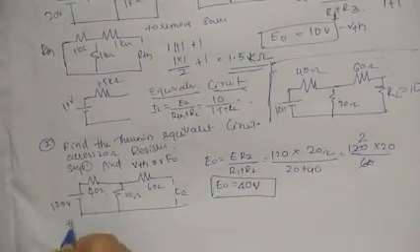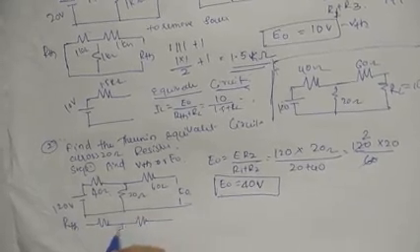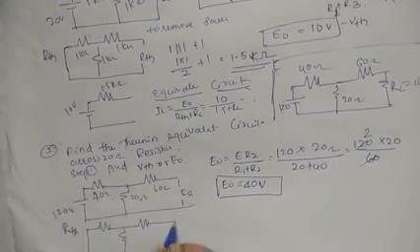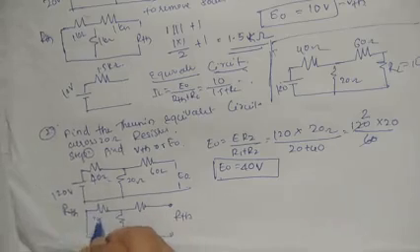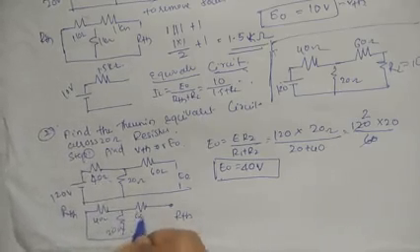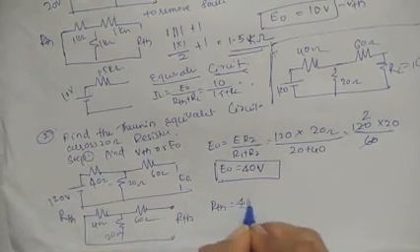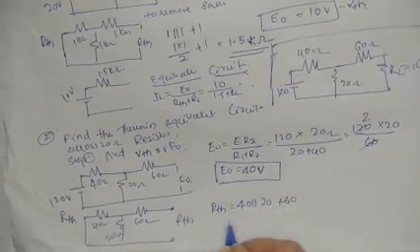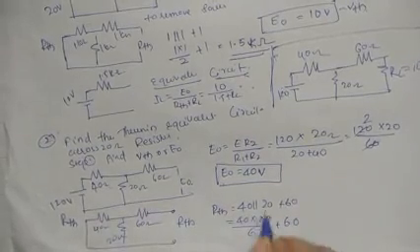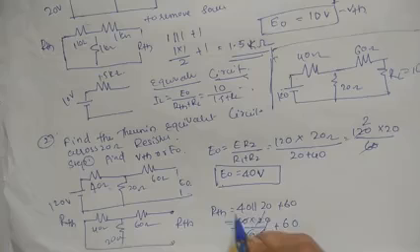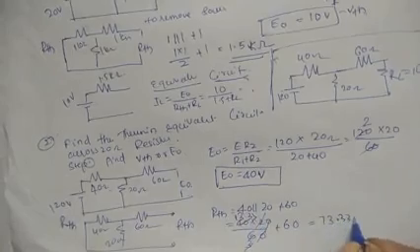RTH value: remove the voltage source. RTH, 40 ohm, 20 ohm, 60 ohm. RTH equals 40 parallel to 20 plus 60. 3 ones are 3, 3 threes are 9. RTH is 73.33 ohm.